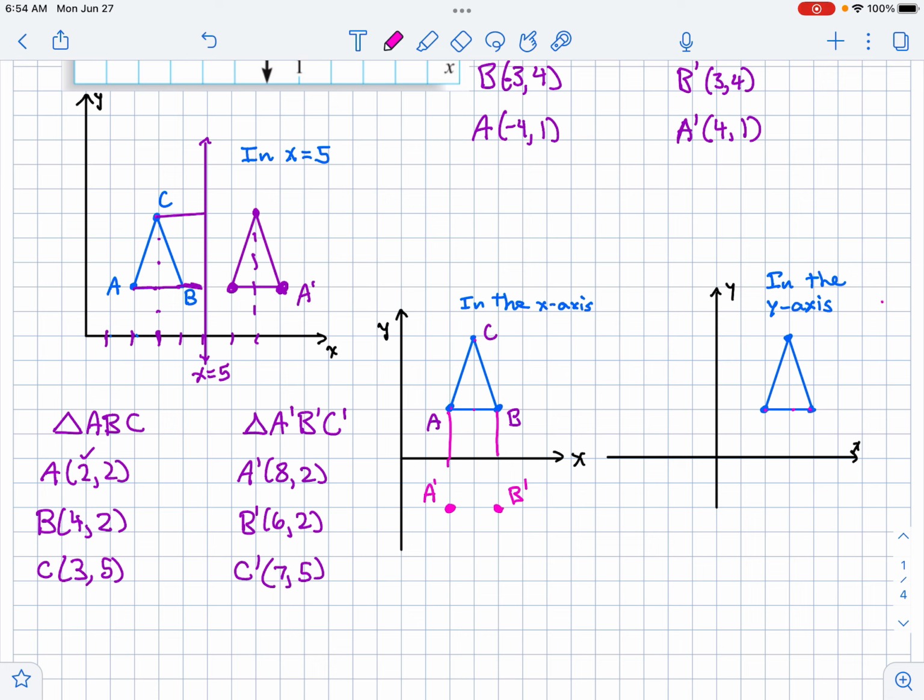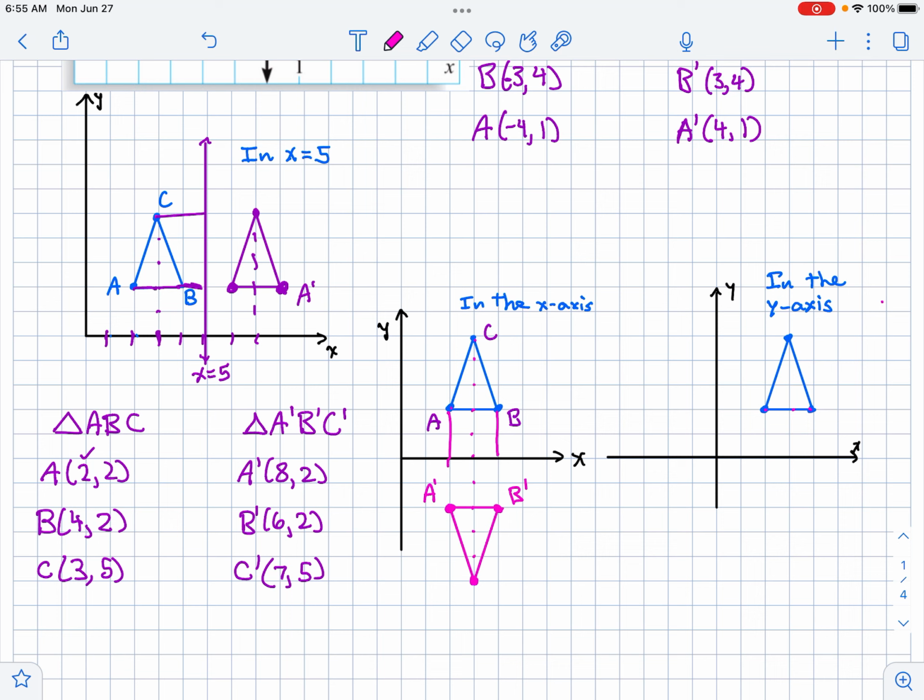And then C, let's see what we got here. We got 1, 2, 3, 4, 5. So 1, 2, 3, 4, 5. There's my C prime. Now you notice this time, only the y's changed. The x's were all the same.